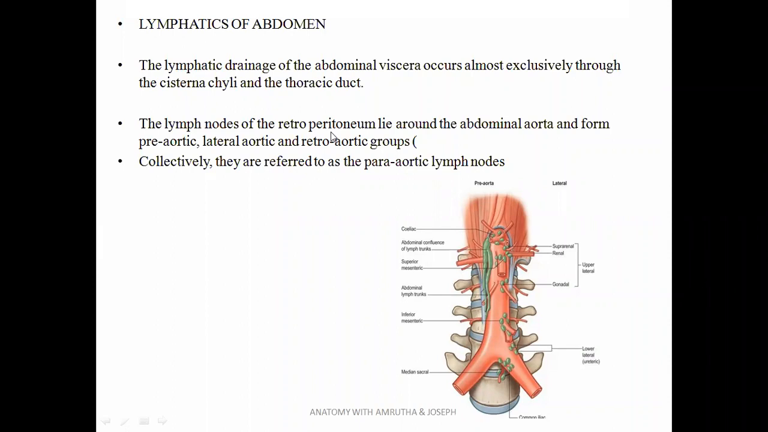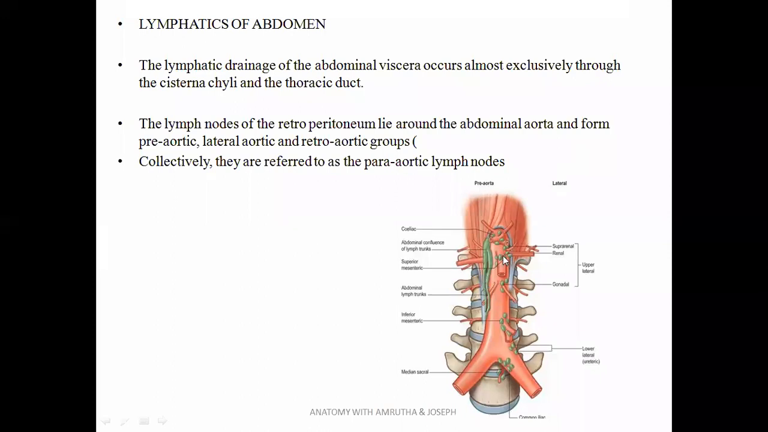Lymph nodes of the retroperitoneum lie along the abdominal aorta and form pre-aortic, lateral aortic, and retro-aortic groups of lymph nodes. So these are the lymph nodes which can be seen behind the peritoneum. Peritoneum is a serous membrane covering the abdominal organs and pelvic organs. So they lie along the abdominal aorta. The abdominal aorta is lying posteriorly, in the sense it's behind the peritoneum.